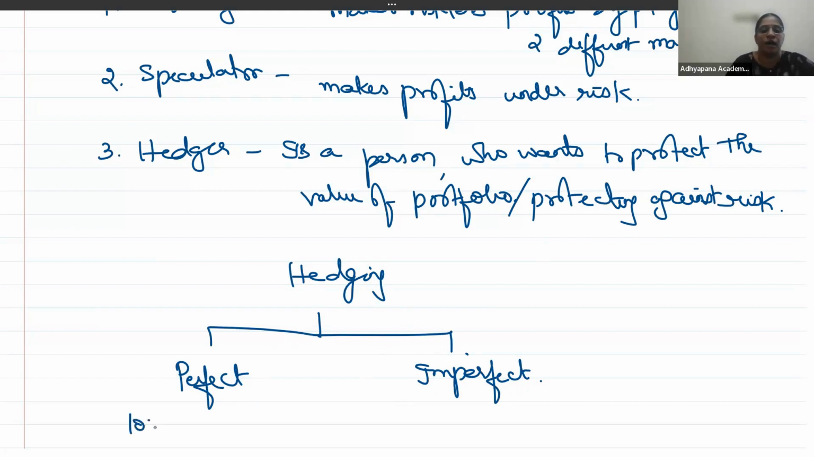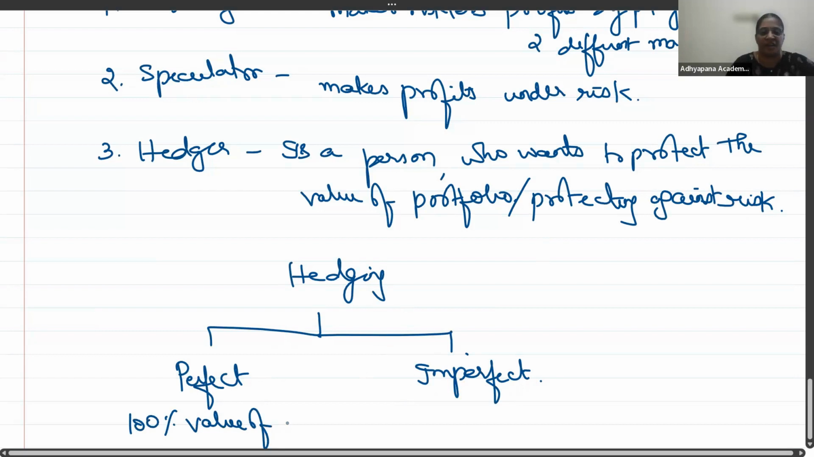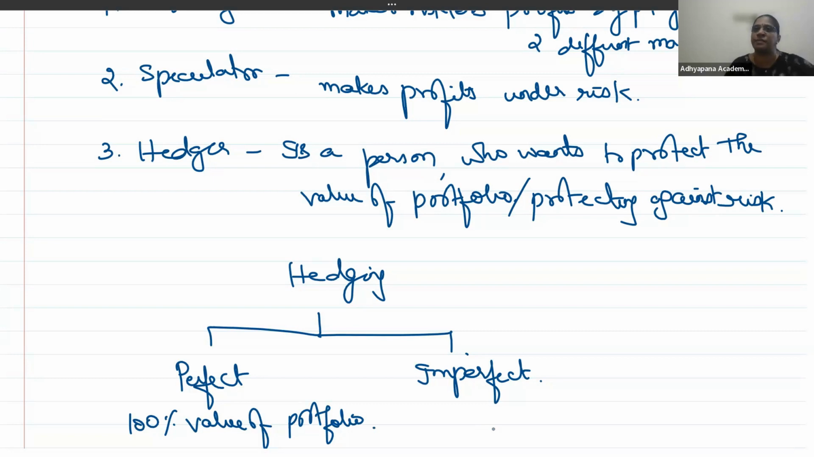Under perfect hedging, 100% of the value of the portfolio will be protected. Under imperfect hedging, only 50 to 60% of the value of the portfolio will be protected. It is somewhere midway, to the extent the investor is worried about his investment. If he feels only a part of the portfolio will get affected by market movements, he can protect only that extent, leaving the other extent unprotected. That is the case of imperfect hedging. Perfect hedging means 100%. Imperfect means something lesser than 100%.